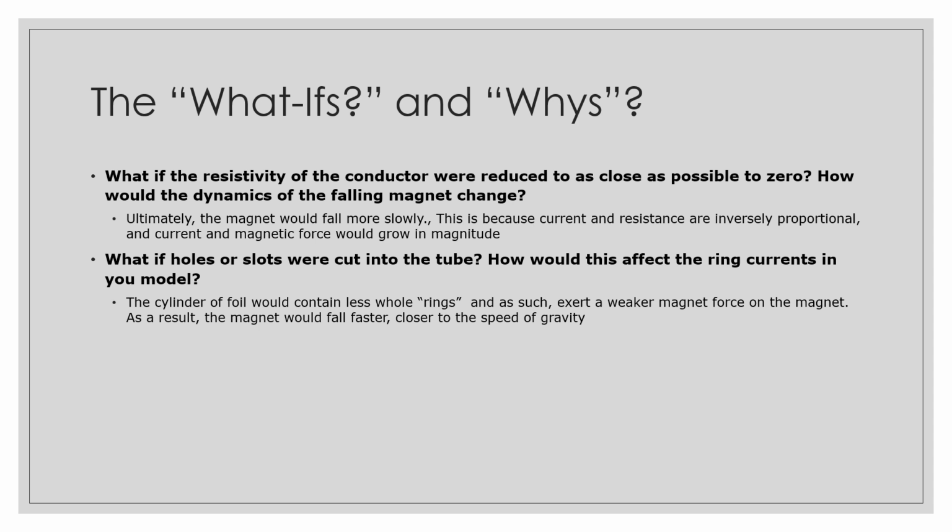What if holes or slots were cut into the tube? How would this affect the ring currents in your model? The cylinder of foil would contain a lot fewer rings, and as such, exert a weaker magnetic force on the magnet. As a result, the magnet would fall faster, closer to the speed of actual gravity.